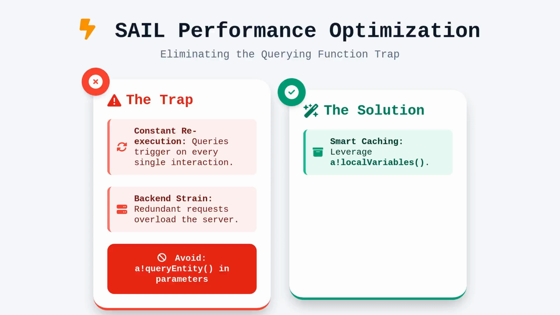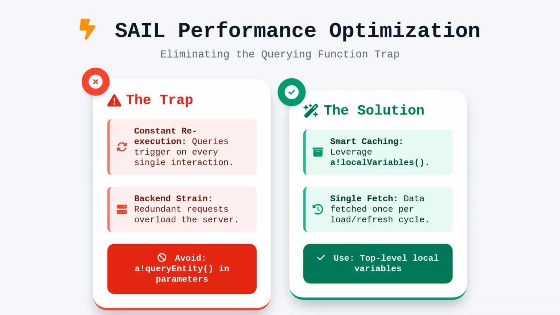By defining your data in a top-level local variable, you ensure the data is fetched only once during the initial load or refresh cycle. This simple pattern effectively shields your backend from redundant requests and makes the user experience perceptibly faster.